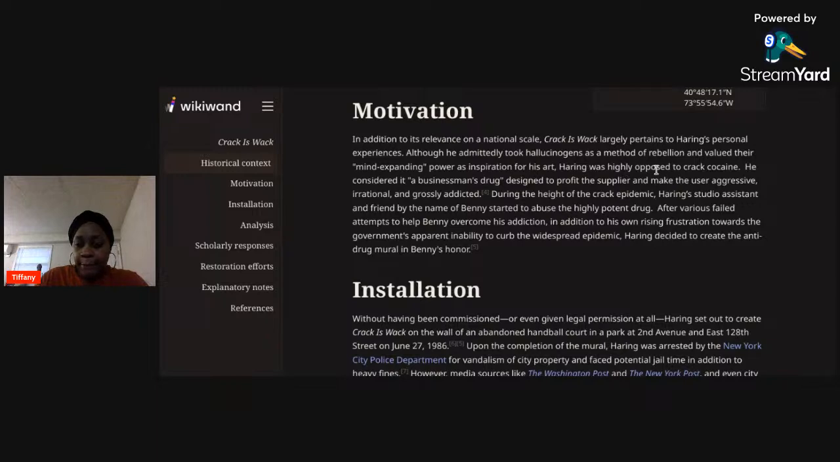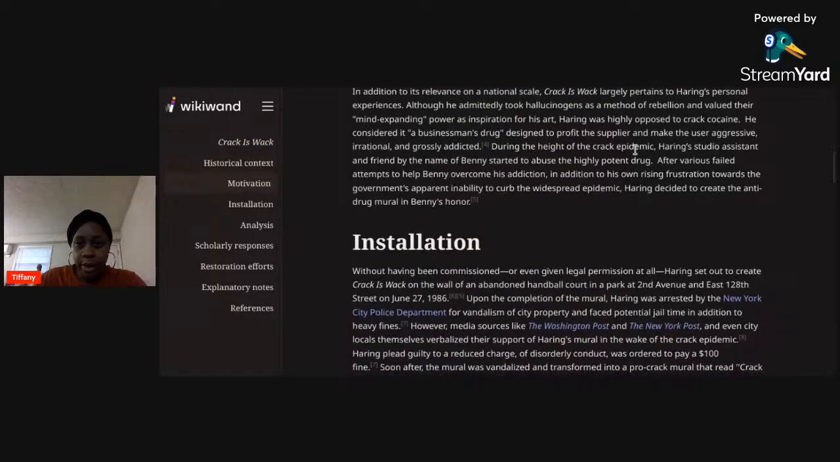Haring was highly opposed to crack cocaine. He considered it a businessman's drug designed to profit the supplier and make the user aggressive, irrational, and grossly addicted. So during the height of the crack epidemic, Haring's studio assistant and friend by the name of Benny started to abuse the highly potent drug. After various failed attempts to help Benny overcome his addiction, in addition to his own rising frustration towards the government's apparent inability to curb the widespread epidemic, Haring decided to create the anti-drug mural in Benny's honor.